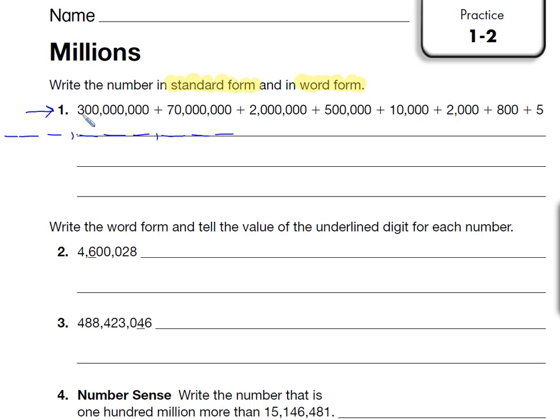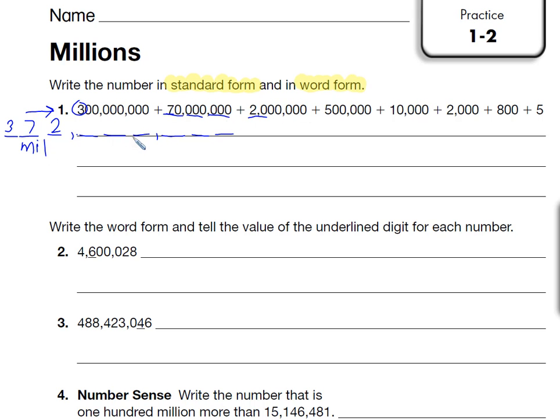So here we are. We've got 300 million, so that 3 is going to go in the hundreds place in the millions period. Okay. This is 70 million, so that 7 is going to go in the tens place in the millions period, because if you look here, ones, thousands, millions, it's in the millions period. Okay. Then we have 2 million, so that 2 is going to go in the ones place within the millions period. Okay, so we're done with the millions.